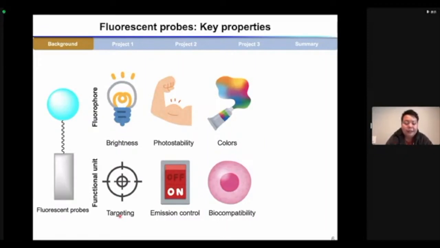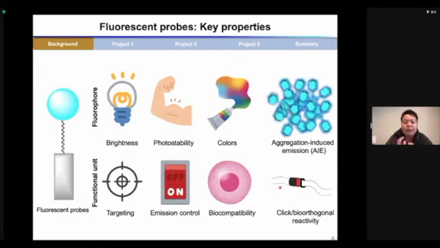And in my PhD study, I focused on two properties. One is from the fluorescent fluorophore, and the second is from the function unit. For the one from the fluorophore, I focus on the aggregation-induced emission properties. And for the property from the function unit, I focus on the quick and bioorthogonal reactivities.